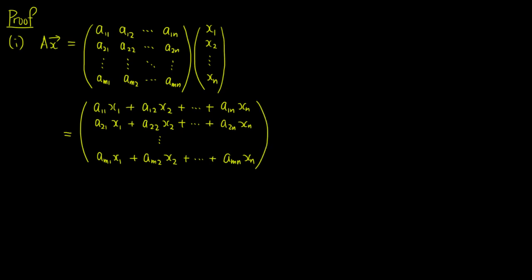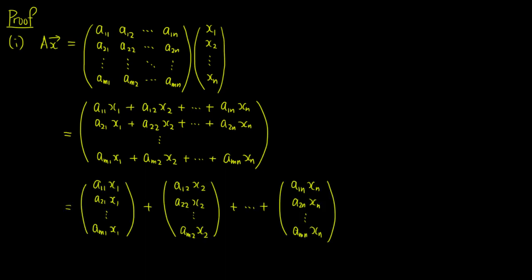We observe that each entry is a sum of n terms, so we can break this off into the sum of n columns. The first one is A11 times x1, A21 times x1, up to AM1 times x1. The second column is A12 times x2, A22 times x2, up to AM2 times x2. The last column is A1n times xn, A2n times xn, up to AMn times xn.